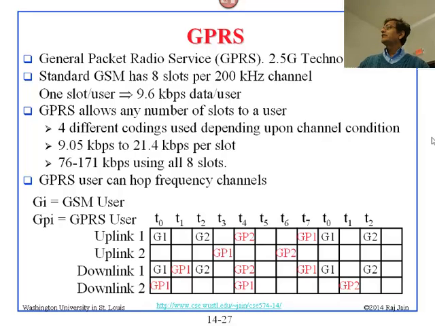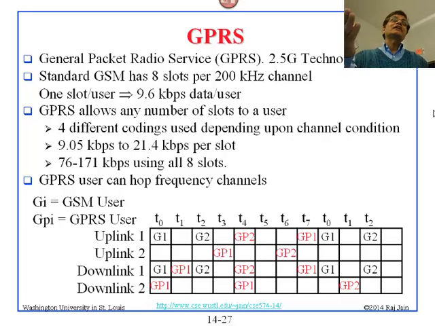And now it is called 2.5G because it is not 3G and it is not 2G. The GSM has 8 slots per 200 kilohertz channel. So one slot gives you 9.6. With GSM, you change that by using better coding, different coding, and adapting to channel conditions. You might be able to get from 70 to 170 kilobits using all 8 slots. So you can increase from 9 to 21 per slot. Anyway, 9 kilobits to 21.4 kilobits, and then you can give more than one slot.